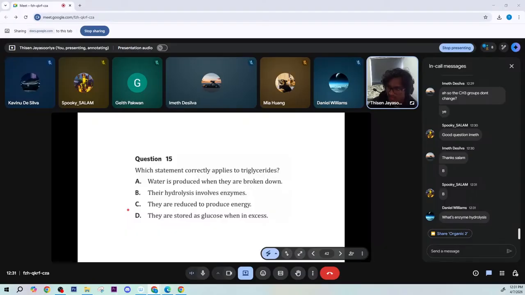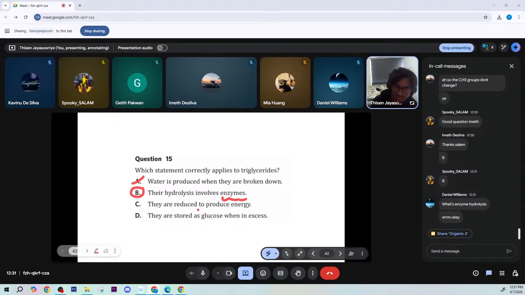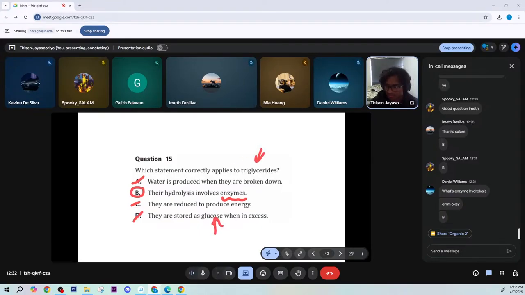What enzyme hydrolysis? No. So the enzyme's the catalyst. Yeah, the enzyme's the catalyst that causes the hydrolysis. So here the answer is B, right? The enzyme is what causes the hydrolysis. Here A is wrong because water is not produced when it's broken down, right? C is wrong because they aren't reduced to produce energy. They'll be oxidized to produce energy, if anything. And then D, they're stored as glucose. No, this is a fat compared to a saccharide.